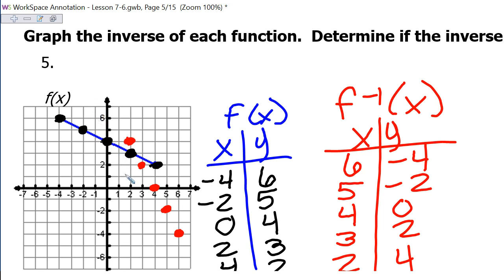And we need to label this. This is f inverse of x.